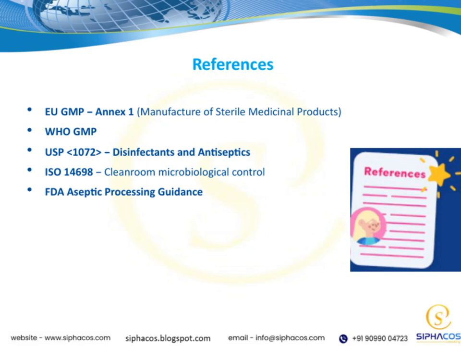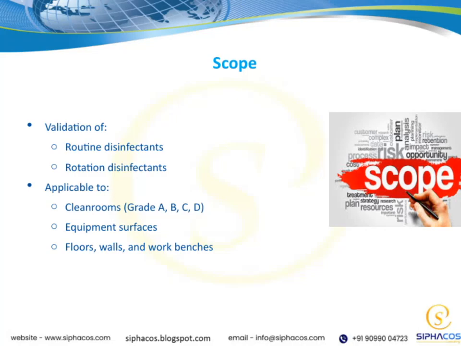Lastly, the FDA Aseptic Processing Guidance provides insights specific to the United States, emphasizing validation, environmental monitoring, and personnel practices to ensure aseptic conditions. All these references together form a robust framework that guides us in maintaining the highest standards of quality and safety in sterile manufacturing. They connect to the overall theme of our presentation, which is about understanding and implementing best practices to prevent contamination and ensure product integrity.